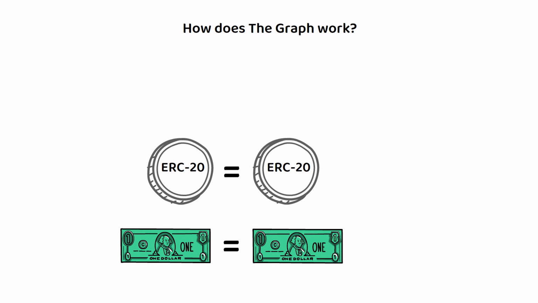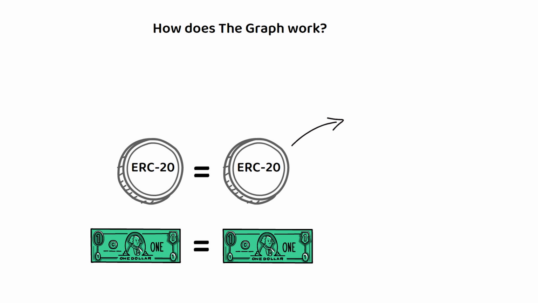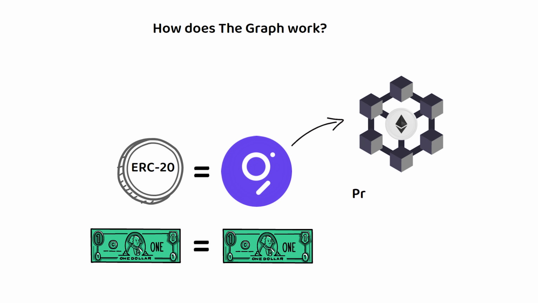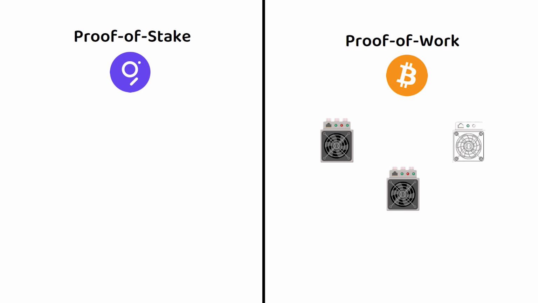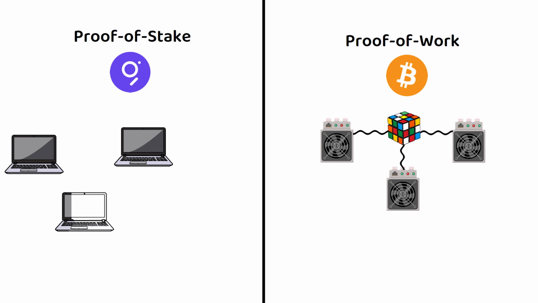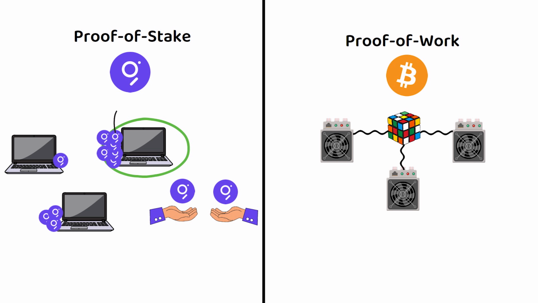As ERC20 tokens run on the Ethereum network, The Graph runs a variant of Ethereum's proof-of-stake consensus mechanism. The main difference between proof-of-stake and Bitcoin's more famous proof-of-work is that instead of making the entire network compete to solve a puzzle and receive the reward, under proof-of-stake they choose who validates the transactions based on who has the most tokens staked, meaning deposited, to the network.